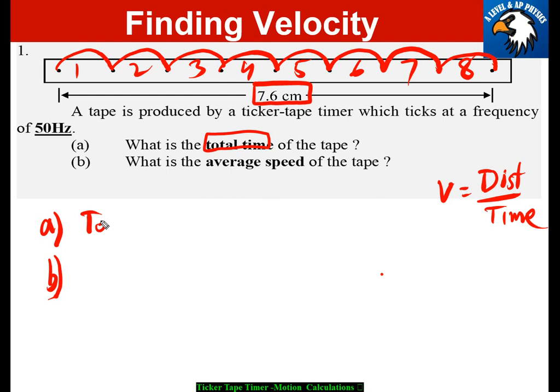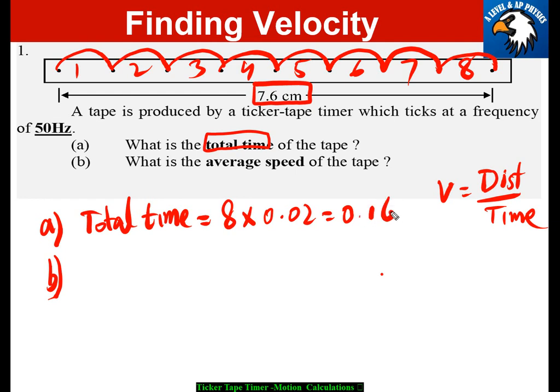So how can we calculate total time? Total time we can simply calculate from the number of ticks. The number of ticks we have is 8 and the time for one tick is 0.02. If we just multiply, you will get 0.16.